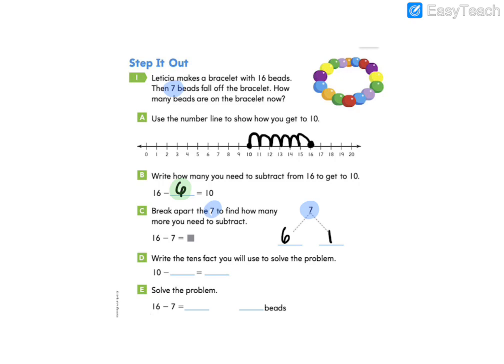6 plus 1 is equal to 7. So my tens fact will be me subtracting that 1 more. 10 minus 1 is equal to 9. So now I can look at, I've done 16 minus 6 minus 1 more to find that 16 minus 7 is equal to 9. How many beads remaining does she have? 9 beads.